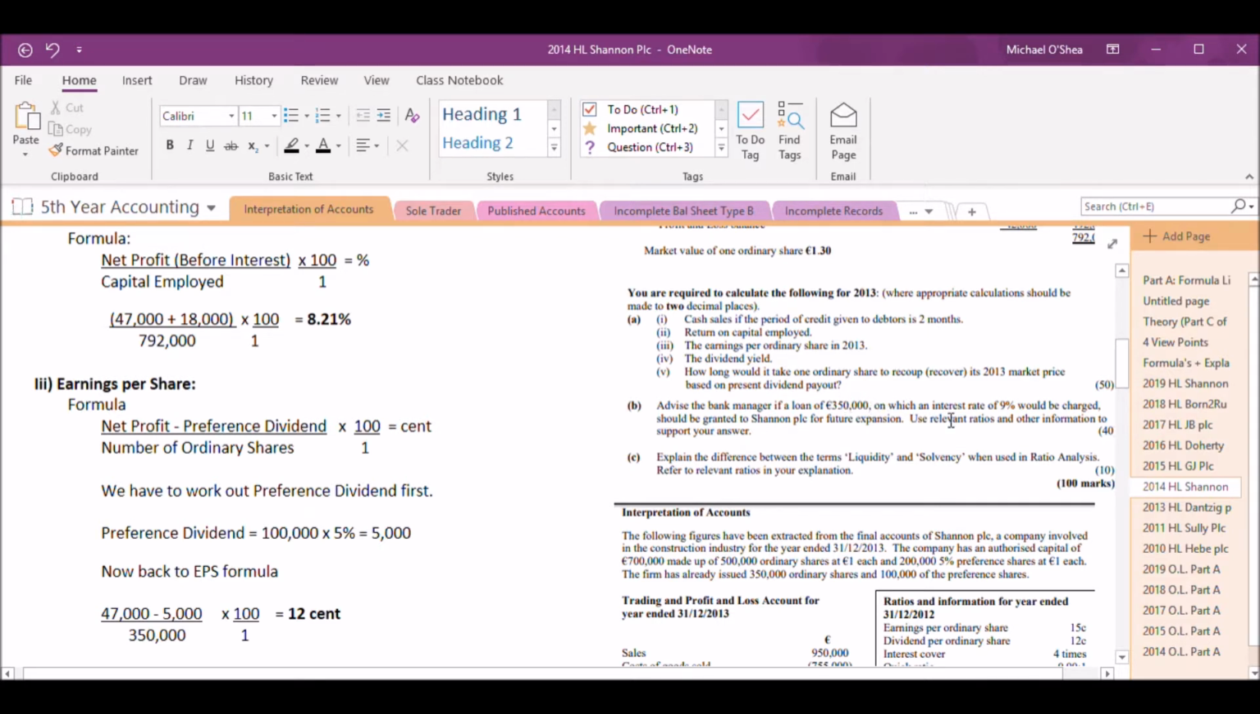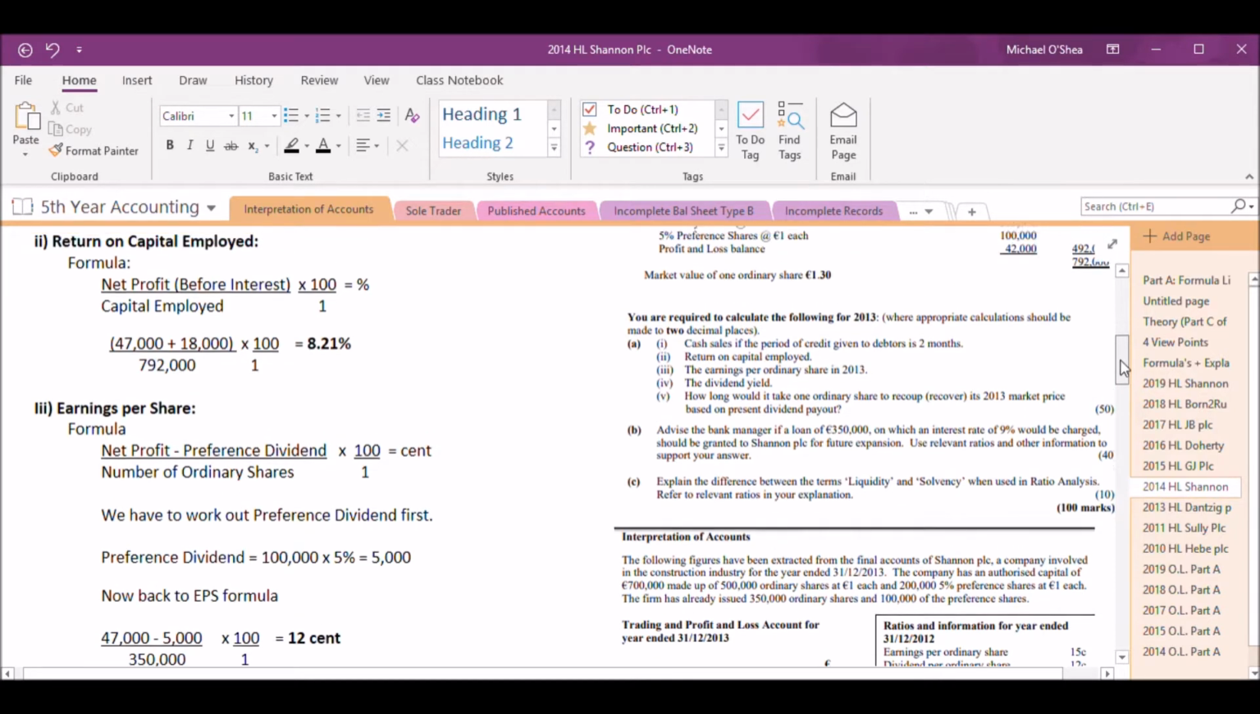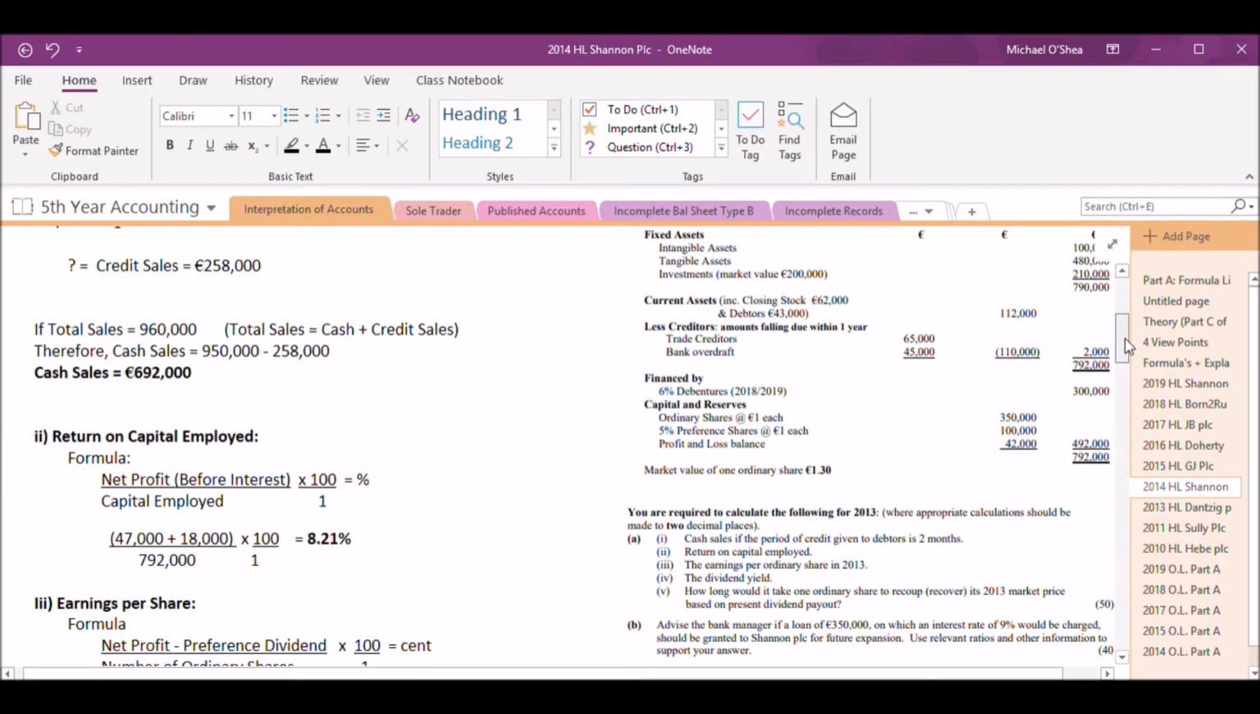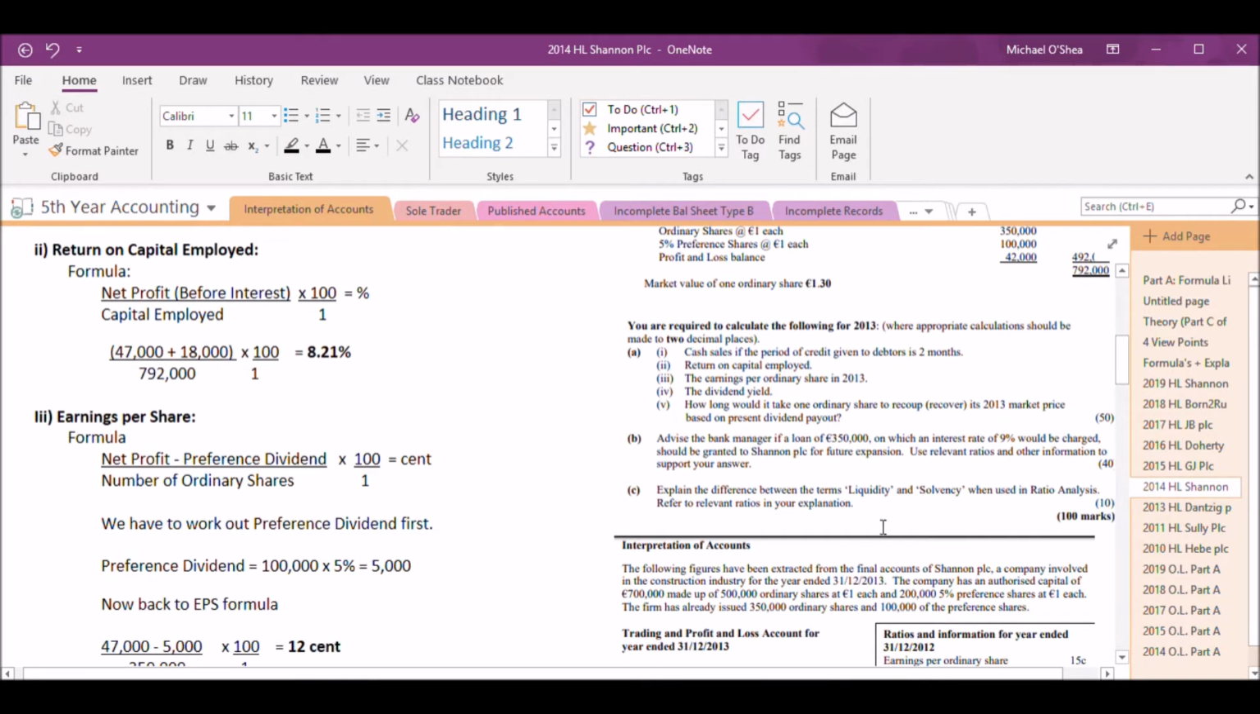So always make sure you use information that they give you, or make reference to the fact that they aren't giving you information. They haven't given us information here about what the loan is for. We don't know if this €350,000 loan will help to turn Shannon PLC into a more profitable company, and then maybe it'll be easier for them to pay back the loan. We've just been told future expansion. That could mean anything. So that's something to jump out at you straight away, that you're going to have to make reference to that kind of information in the question.